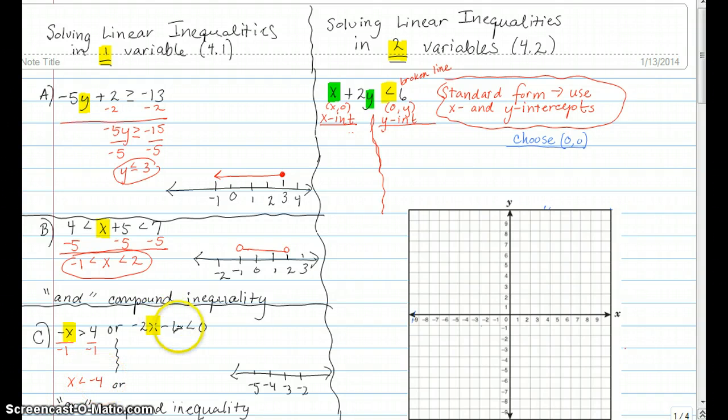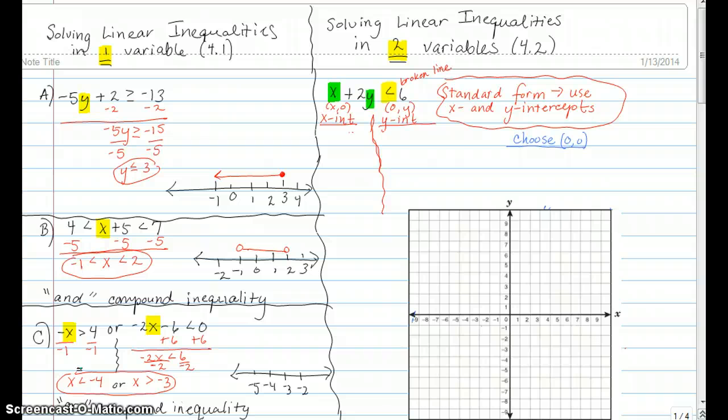The other side is negative 2x minus 6 is less than 0, so we add 6 to both sides. And we're left using the addition property of equality, negative 2x is less than 6. We divide both sides by negative 2. When you divide by a negative, your inequality symbol will flip. So negative 2x divided by negative 2 is x. Less than becomes greater than. 6 divided by negative 2 is negative 3. So your inequality is x is less than negative 4, or, got to have that word or, x is greater than negative 3.